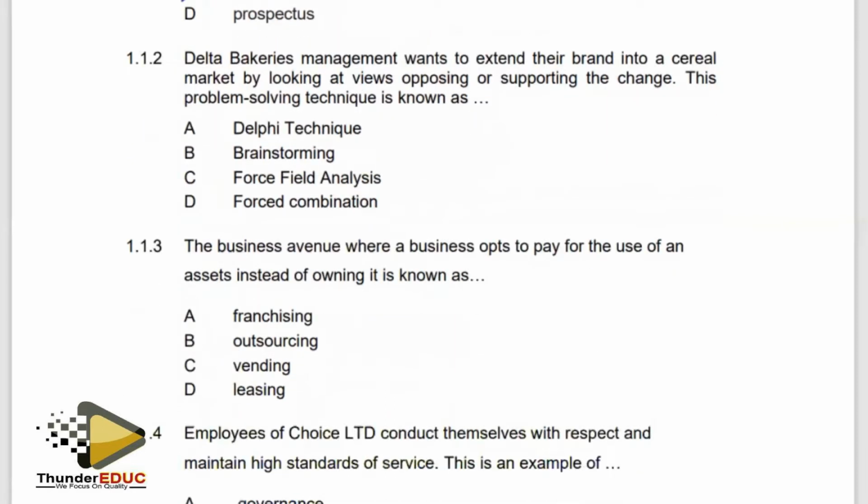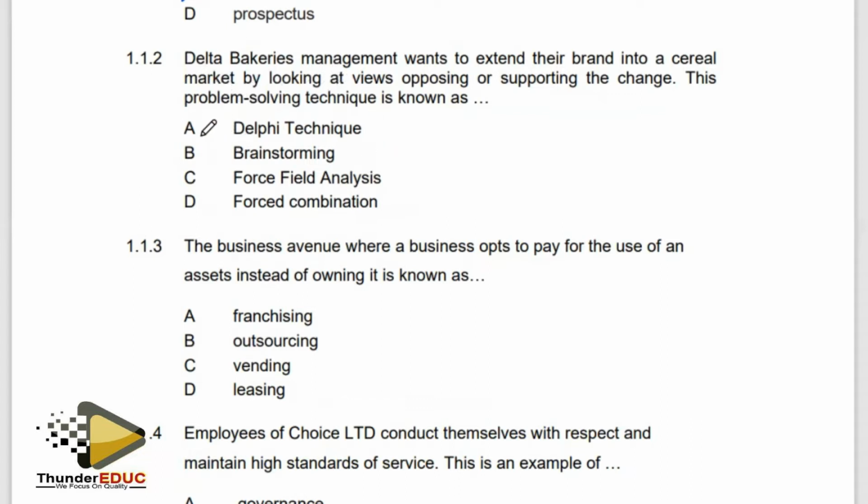Yes, we can look at question number 2 of the multiple choice, which says Delta Bakeries Management wants to extend their brand into Australian market by looking at views opposing or supporting the change. This problem-solving technique is known as, okay, question 1.1.2 talks about problem-solving techniques.